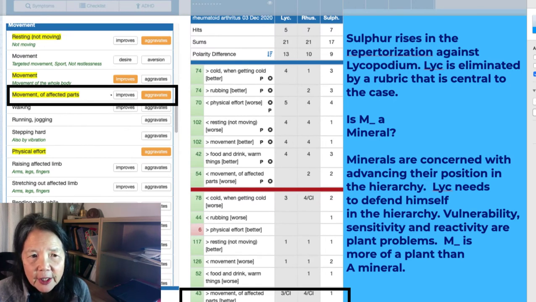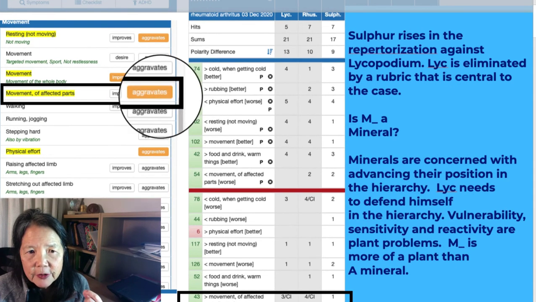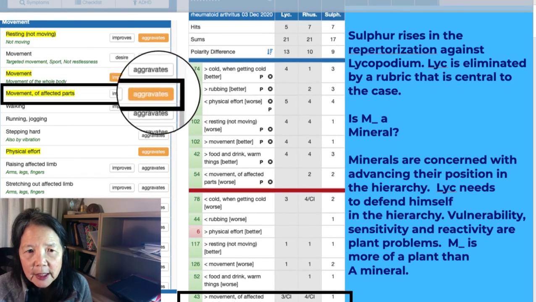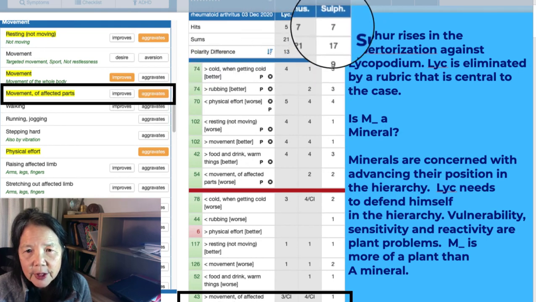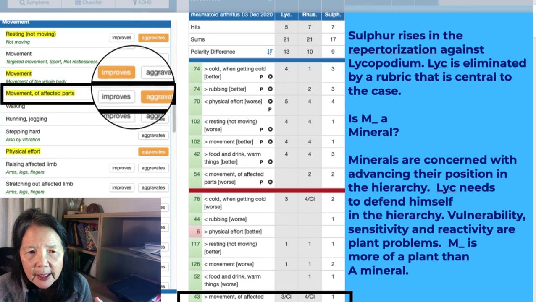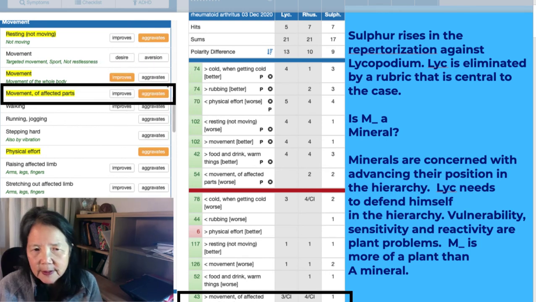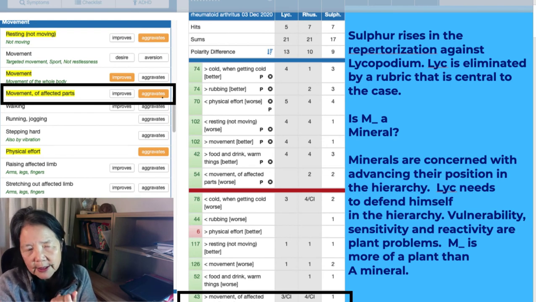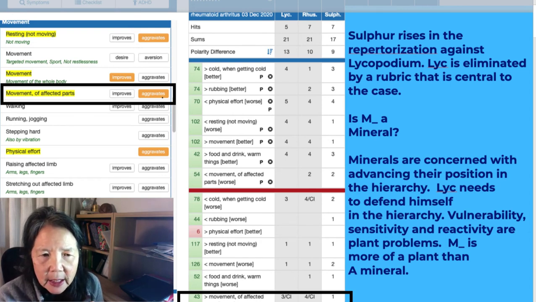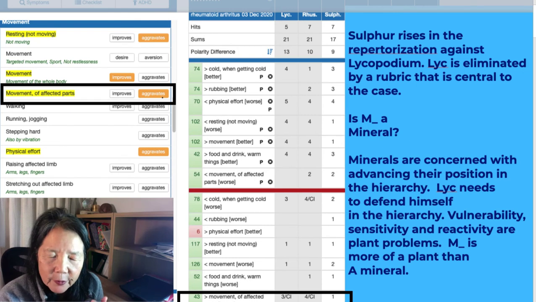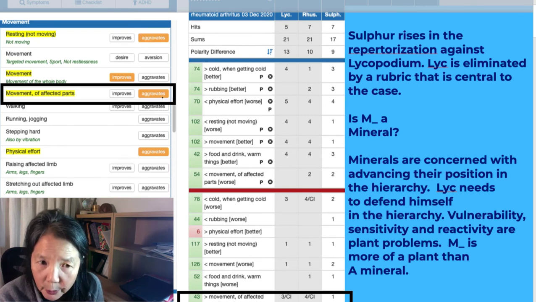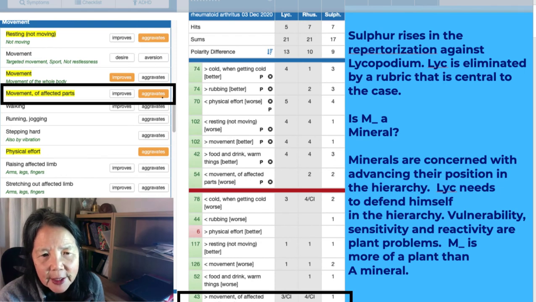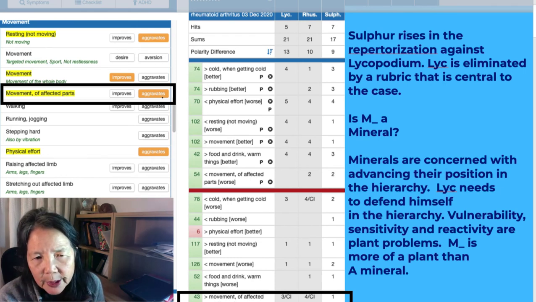Now, if I change this repertorization to movement of the affected part, then we see that sulfur rises to the top. I should have noticed this, that she said she was holding this hand all the time when she was walking around, when she was moving around. And I was asking about this in the context of, does it feel better if you rub it, or does it feel better if it's warm or cold? The other rubrics. And what she said was she's thinking of getting a wrist brace or something to keep her hand from moving, because she feels like if the hand moves, it hurts more.